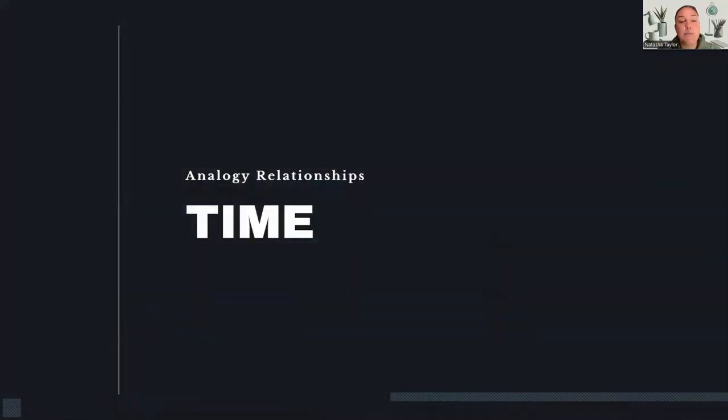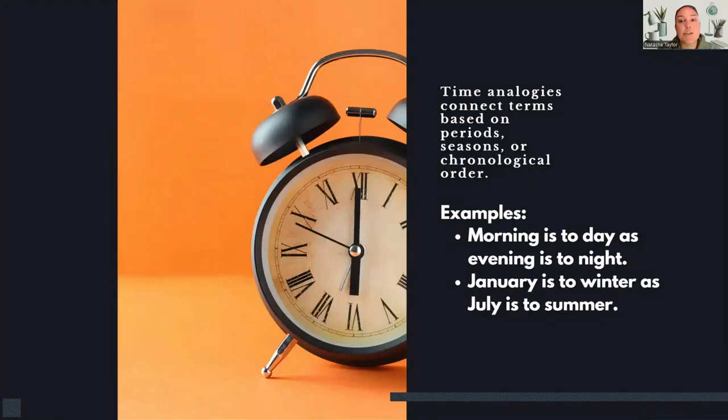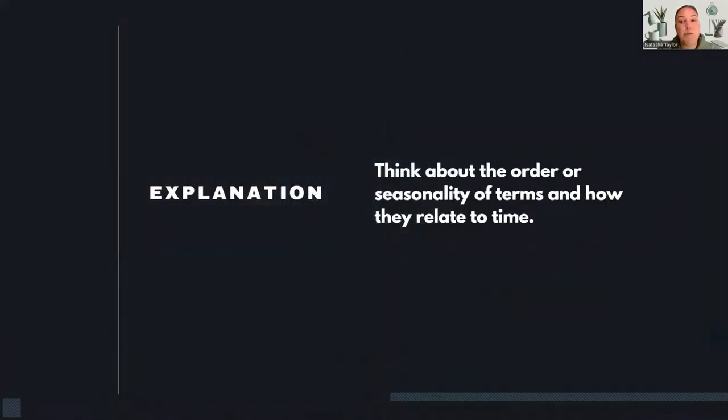Analogy relationships, time. Time analogies connect terms based on periods, seasons, or chronological order. Examples: morning is to day as evening is to night. January is to winter as July is to summer. Explanation: think about the order or seasonality of terms and how they relate to time.